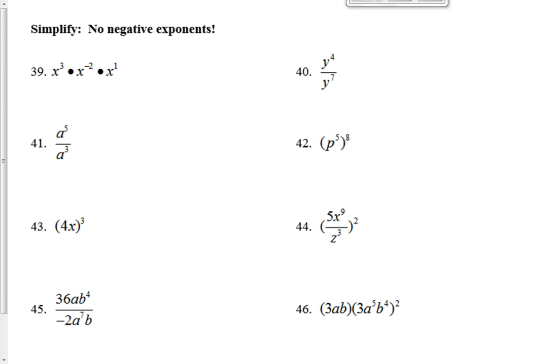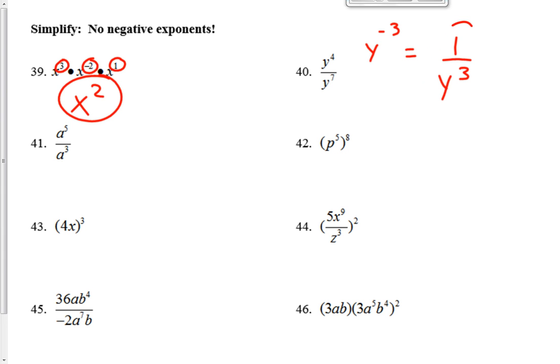Okay, for these ones, we're simplifying with monomials. With common bases, you add exponents. 3 plus a negative 2 is 1, and then 1 plus 1 more is 2. So our answer, x squared. Number 40, we would subtract. So 4 minus 7 is y to the negative third. But we can't have negative exponents, so that's the same thing as 1 over y to the positive third.